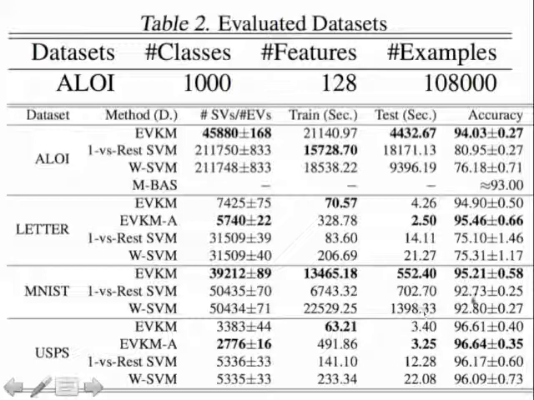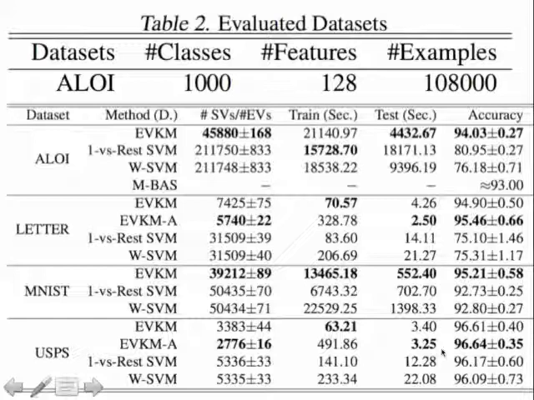On MNIST out of the box, everybody does better in terms of accuracy. The EVKM is still the more accurate one. EVKMA is not shown because it took too long to compute. We gave up after 500 hours of CPU time. And again, the EVKM is considerably faster at test time than the other algorithms.